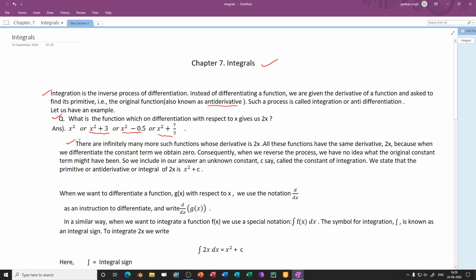So there are infinitely many more such functions whose derivative is 2x. All these functions have the same derivative 2x because when we differentiate the constant term, we obtain 0. So what is the constant term here? When we differentiate this, we get 2x plus 0, and that is 2x. Here also, the differentiation will be 2x minus 0, and that is again 2x. Again here, it will be 2x plus 0, that is 2x.